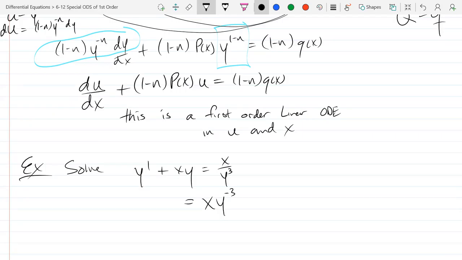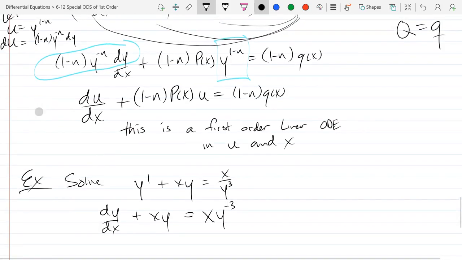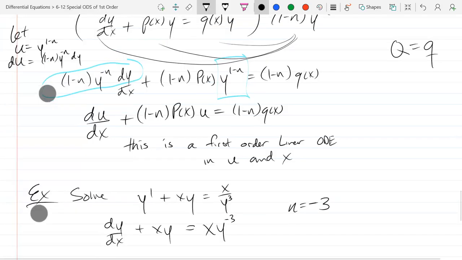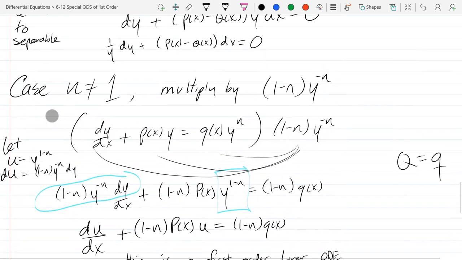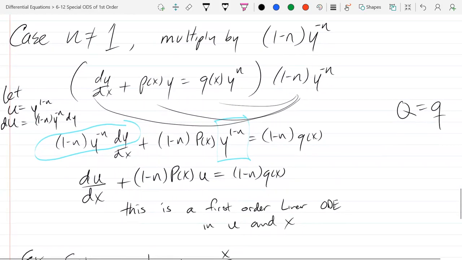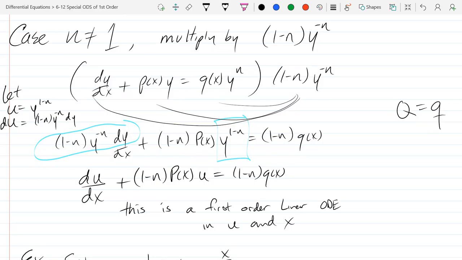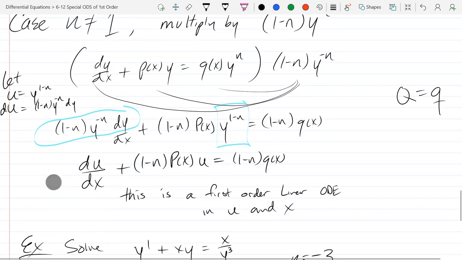And y prime, in all of our notes, was dy dx. So I'll switch it back to dy dx. All right, what does n equal? Negative 3. What was the only n value that wouldn't work with the work that we did? Better not be 1. So good news is it's not 1. That was the only assumption we made, that it was not 1.